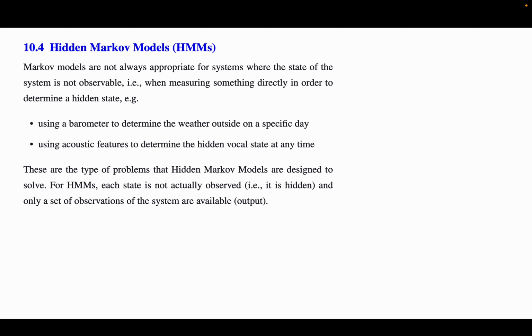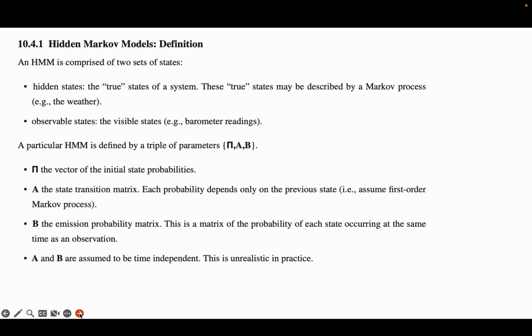For a hidden Markov model, each state is not actually observed, it's hidden, and only a set of observations of the system are available, and that would be the outputs. So it's almost like you're trying to solve backwards. Given a set of outputs, how do you connect those to what the state was? A hidden Markov model is comprised of two sets of states: the hidden states, which are the true states, and they can be described by a Markov process, similar to our little weather example; and the observable states, which are the visible states like barometer readings, or formants in speech.